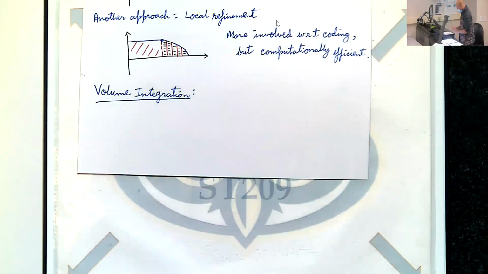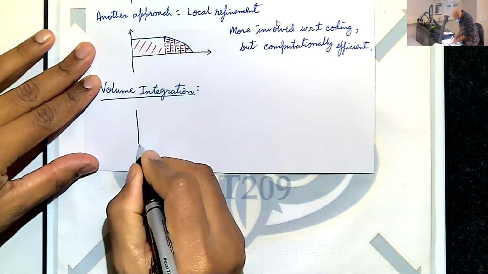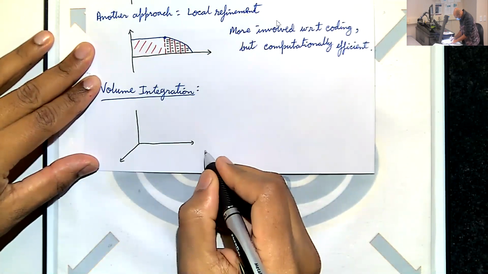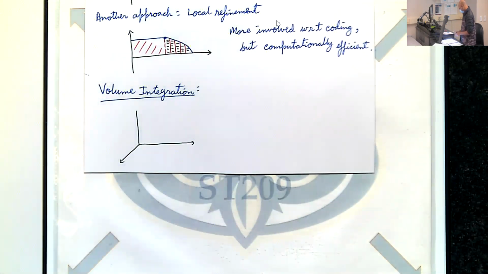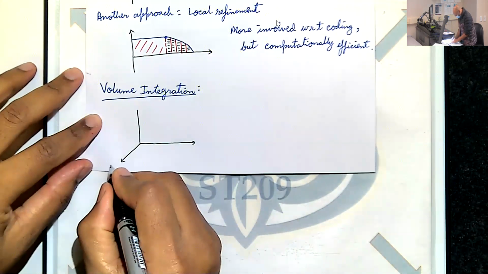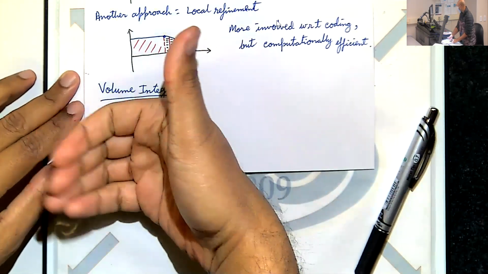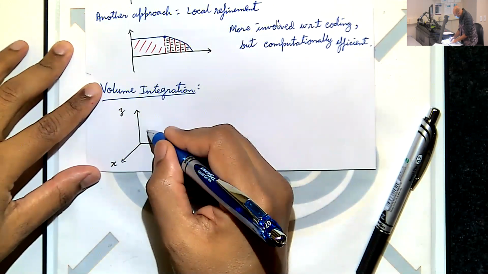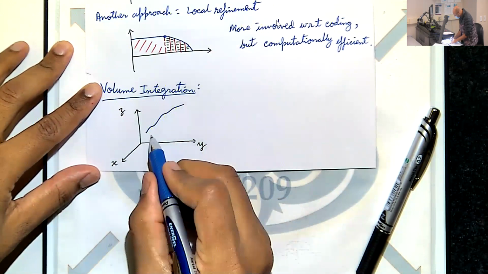All right, so volume integration. Now we have 3 axes, x, y, and z. I'm going to put X here because otherwise it will not be a right-handed system. Yeah, this is a right-handed system. Okay, fine. And let me try to draw something in 3D on this page. Let's see if I succeed.